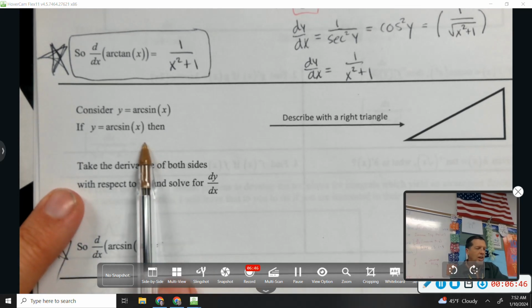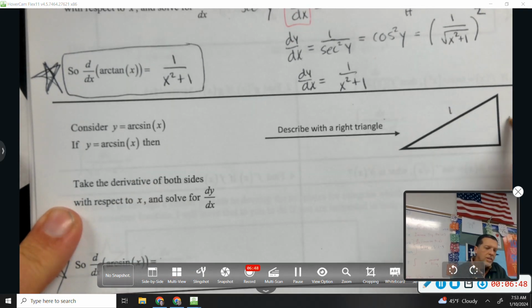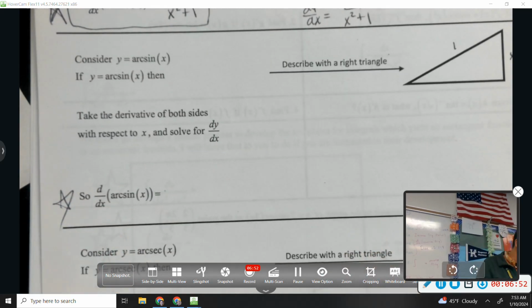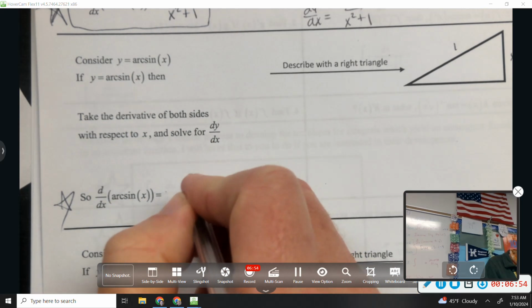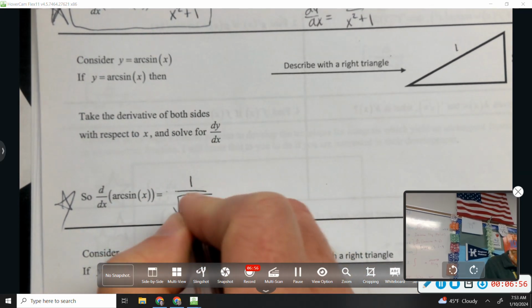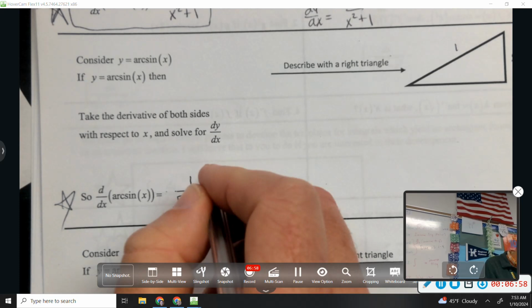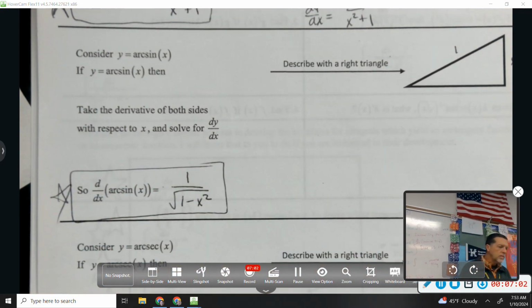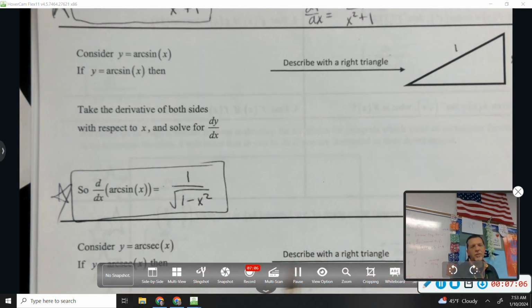Arc sine would be... But we're not going to go through all of that. I'm just going to give you the answer. Derivative of arc sine is 1 over square root 1 minus x squared. Again, it kind of follows the same steps if you really wanted to derive it.